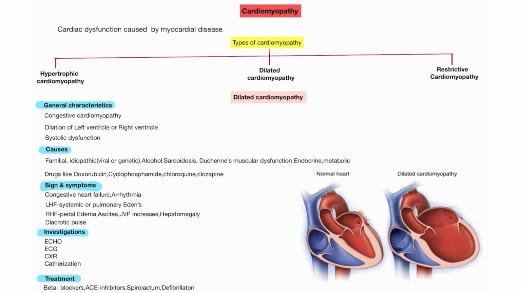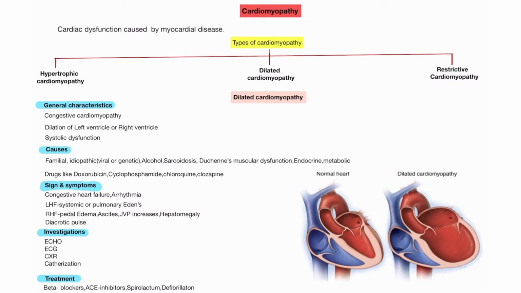What is dilated cardiomyopathy? What does dilated mean? It means dilation of the ventricles occurs, of the left ventricle or the right ventricle. It occurs mostly in the left ventricle but also in the right ventricle. This is the normal heart, but this is the dilated cardiomyopathic heart. Here you see the normal size of the ventricle, but here you see dilation of the ventricle. So this is dilated cardiomyopathy.